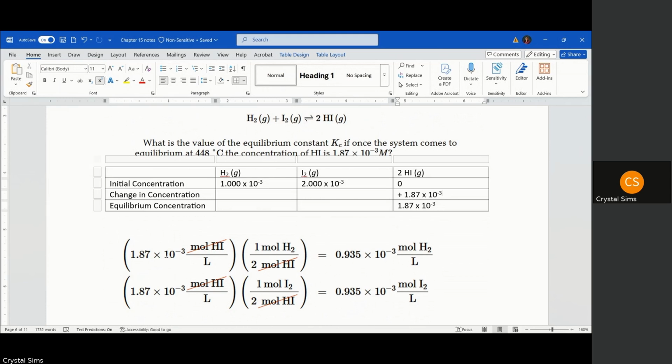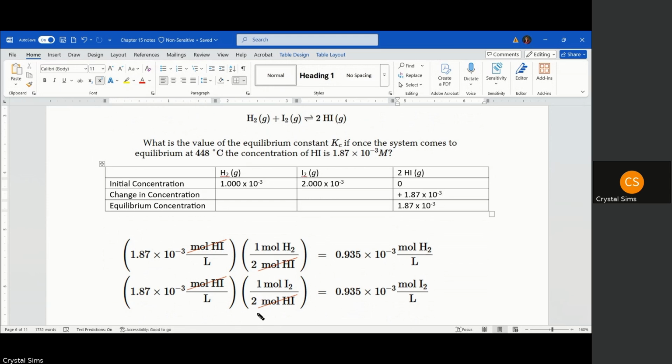So I take the equilibrium concentration here, and I know that that is moles of HI per liter because it's in molarity. So I'm going to have 2 moles of HI on the bottom. Where did that come from? It came from the balanced equation. 1 mole of H2 on the top because my coefficient is 1. And I'm going to do the same thing for the iodine, right?